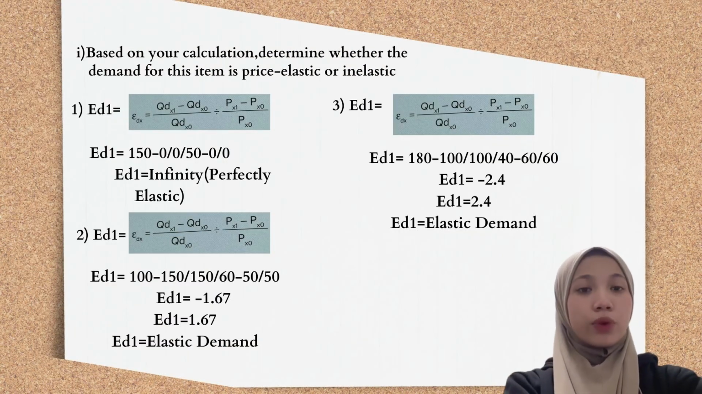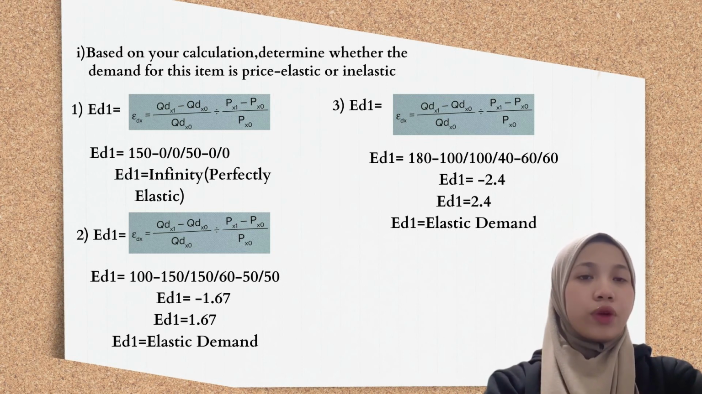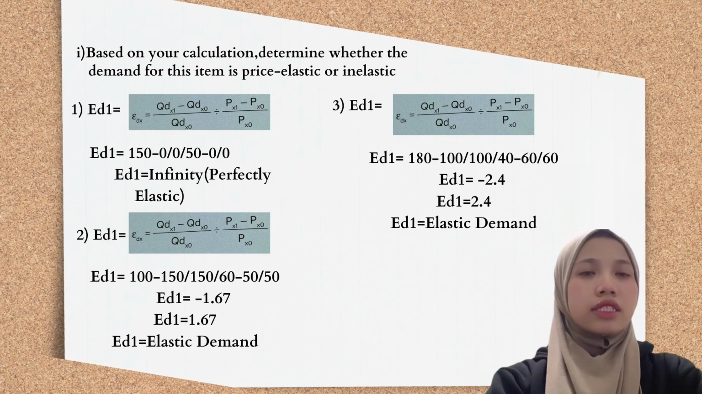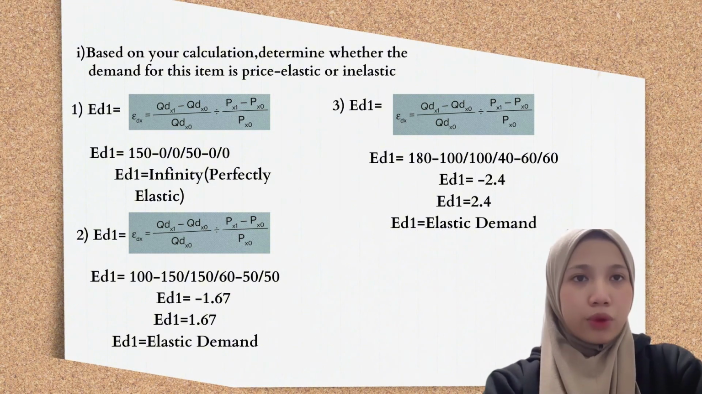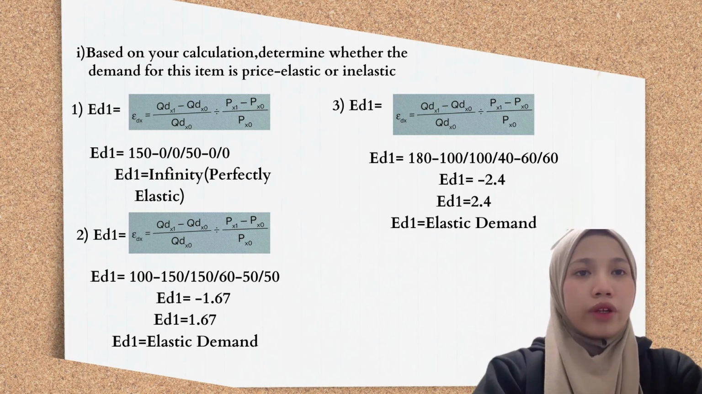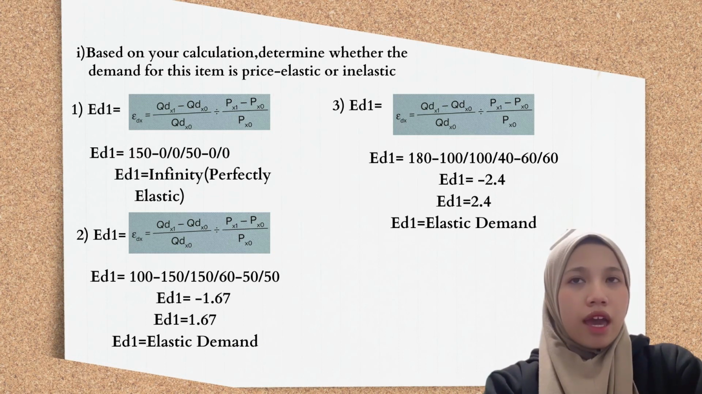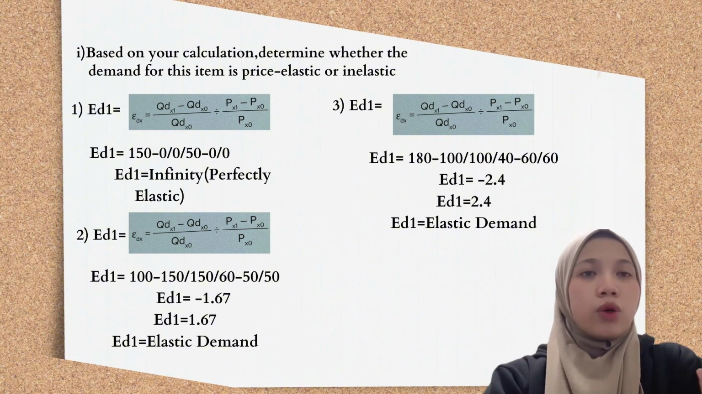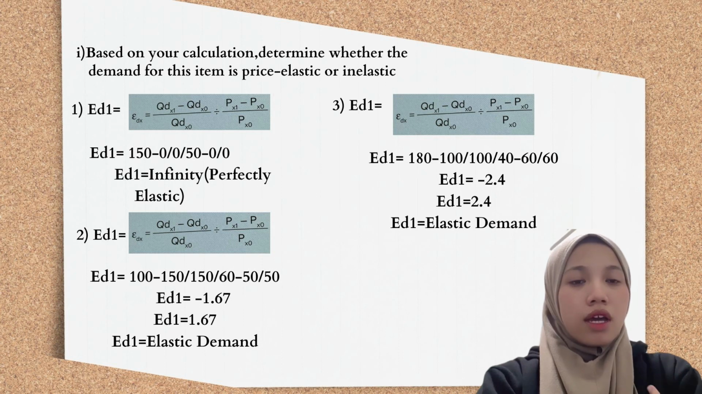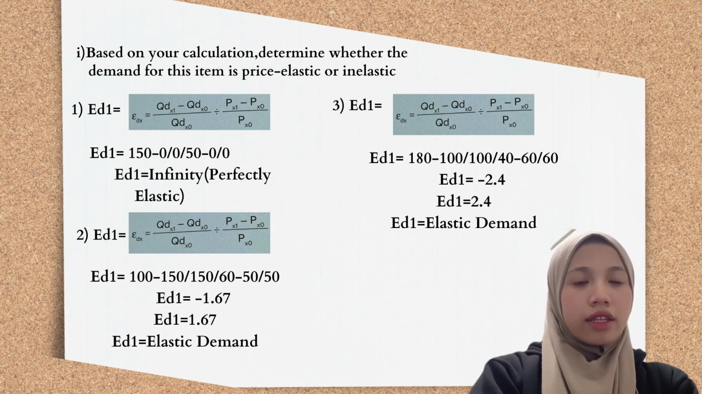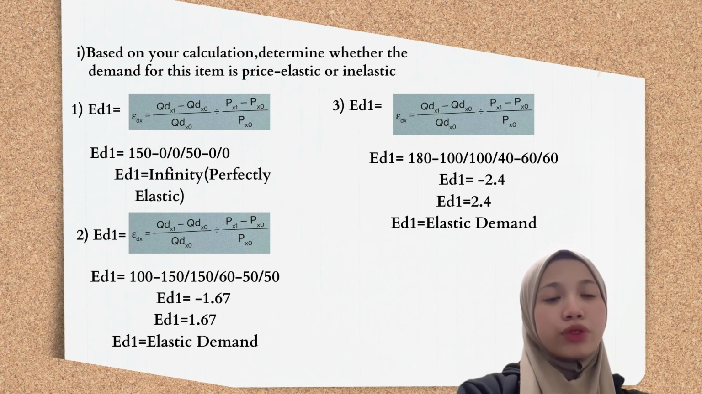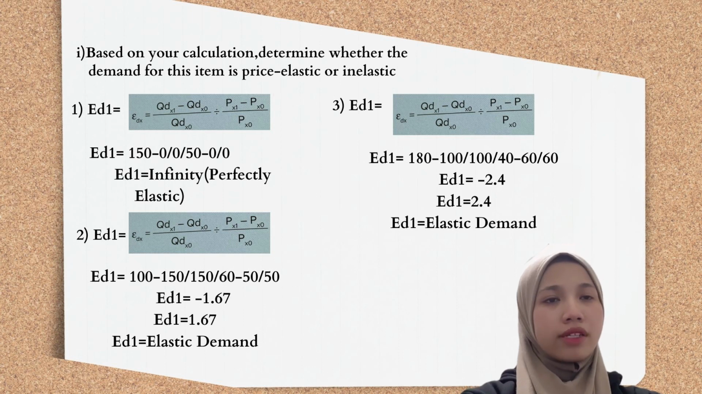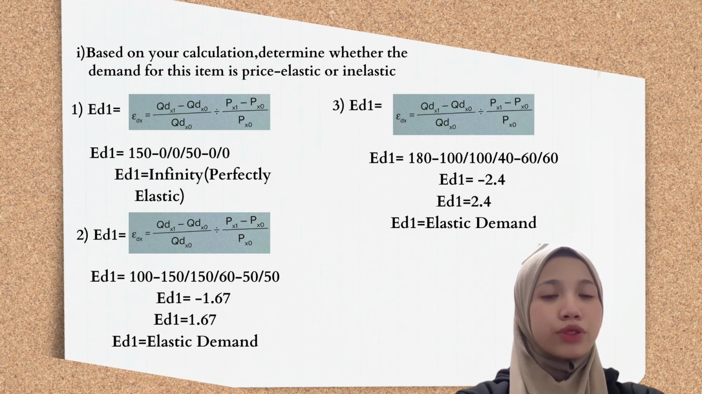So for the first calculation, we have the formula that we have given on the slide. The formula is QD1 minus QD0 divided by QD0. QD1 refers to the new quantity, and QD0 refers to the old quantity. So the new quantity minus the old quantity, divided by the old quantity. We divide that by P1 minus P0 divided by P0. P1 refers to the new price, while P0 refers to the old price. So the new price minus the old price, divided by the old price.